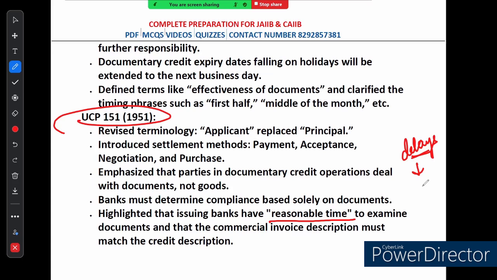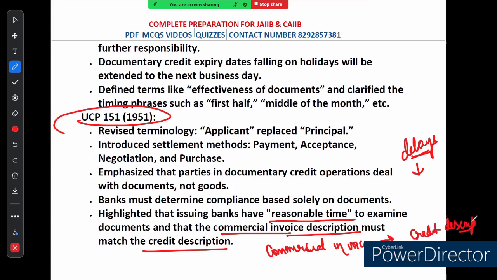Moreover, it was stressed that the description on the commercial invoice must exactly match the description in the letter of credit. This is a key point: the commercial invoice description must match the letter of credit description. Consistency here is crucial to avoid any dispute.